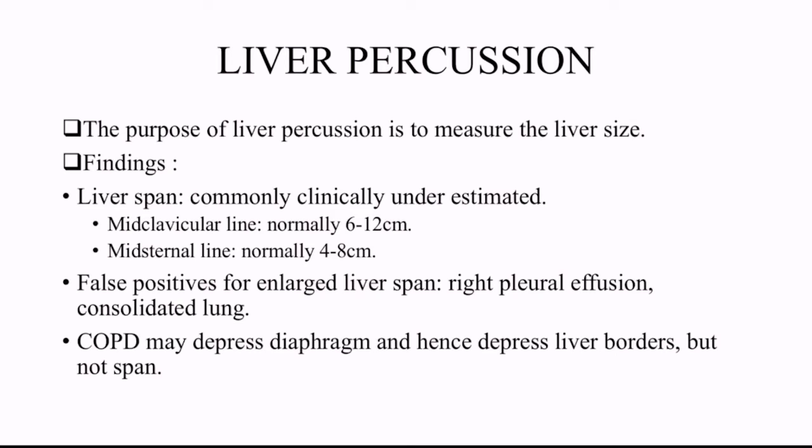There are 2 lines which are mid-clavicular line and mid-sternal line. For the midclavicular line, it is normally 6 to 12 cm, while for the mid-sternal line, it is normally 4 to 8 cm. Right pleural effusion and consolidated lung give false positive for enlarged liver span, and COPD, which is the chronic obstructive pulmonary disease, may depress diaphragm, and hence it will depress the liver borders but not the liver span.